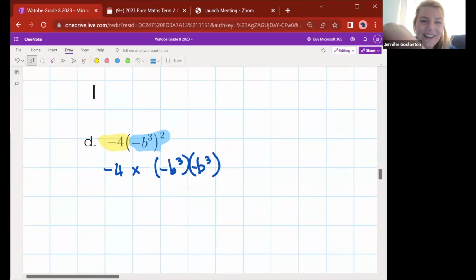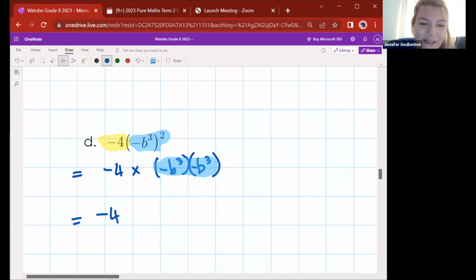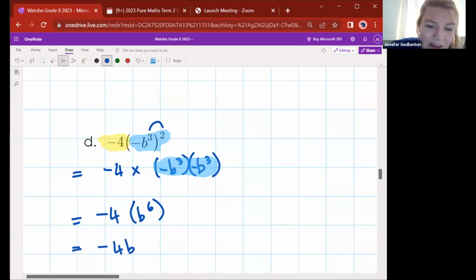Okay, so if we have a look at this part over here, the part in the brackets, this is the logic we used in our last question. This -4, nothing's happening to it, right? And we're timesing it, so I'm just going to put it in a bracket. The negative and the negative are going to make a positive, and then we're going to have b to the power of 6. So that 3 times 2 gives us 6, or in this case, we would have said 3 plus 3. We'll get to the same place. But in here, we don't need that bracket because that just means 4 times b to the power of 6. We're going to have negative 4b to the power of 6. And that's going to be our final answer.